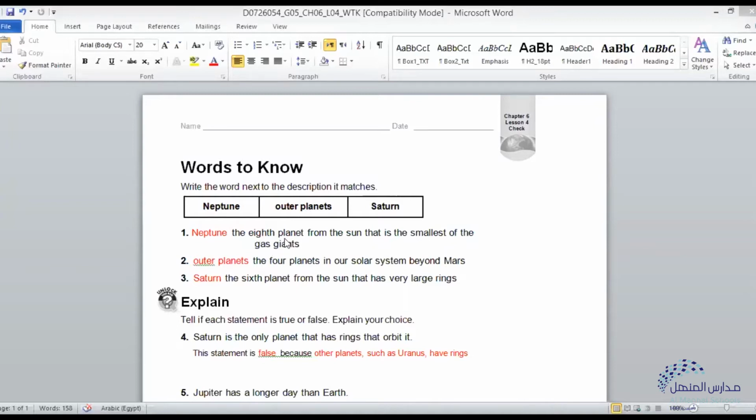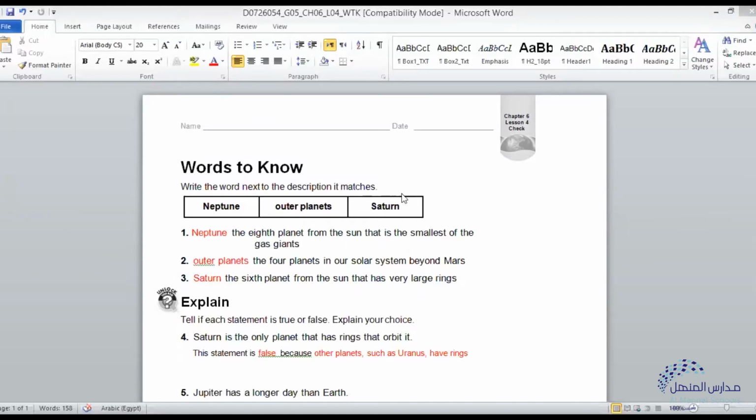The eighth planet from the sun that is the smallest of the gas giants. Take care, he didn't say the smallest planet, because if he said in the exam the smallest planet, it means Mercury, because Mercury is the smallest one. But here he said the smallest, and he added a condition, the smallest of the giants. That means the smallest of the outer 4 planets, because we give them a name as giant planets. Okay, so the answer will be Neptune.